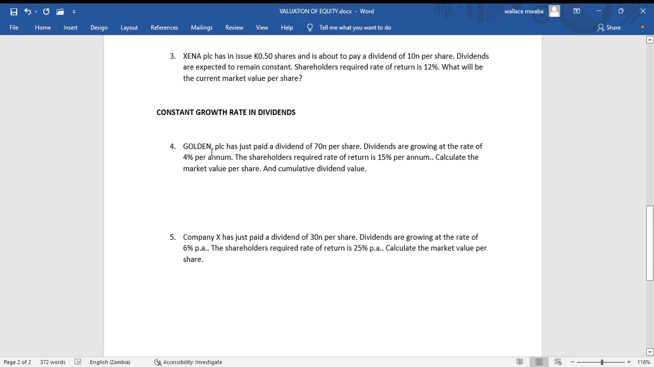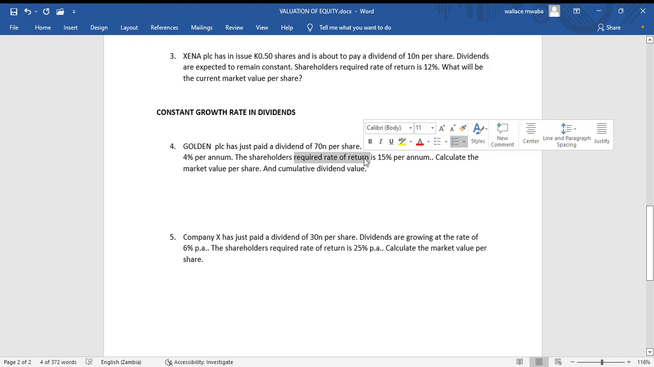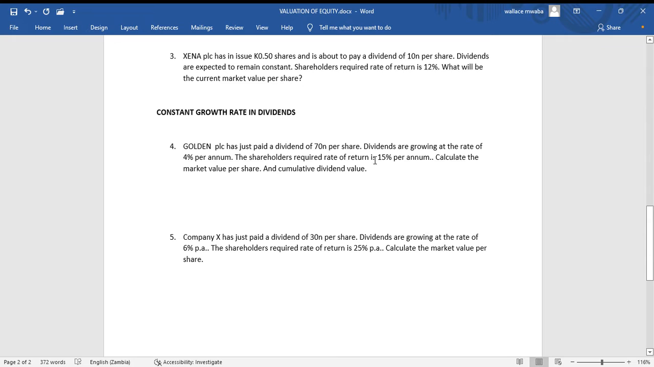Golden PLC has just paid a dividend of 70 ngwe per share. Dividends are growing at the rate of 4% per annum. The shareholders' required rate of return is 15% per annum. This required rate of return is the cost of equity, so it's 15%. Calculate the market value per share and the cumulative dividend value.